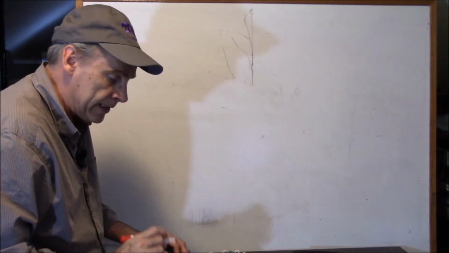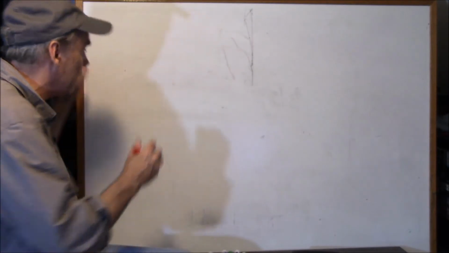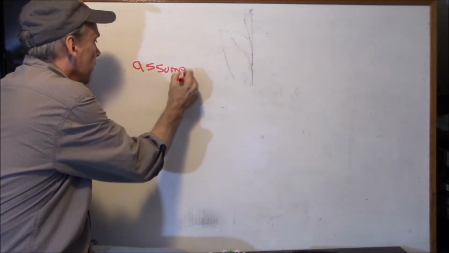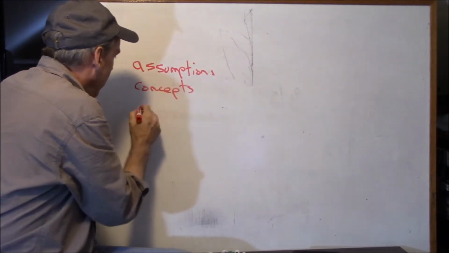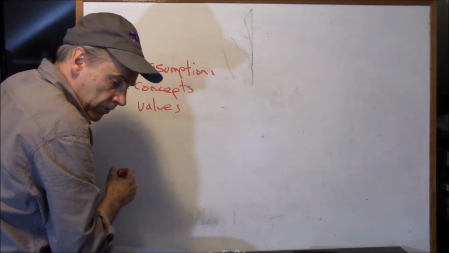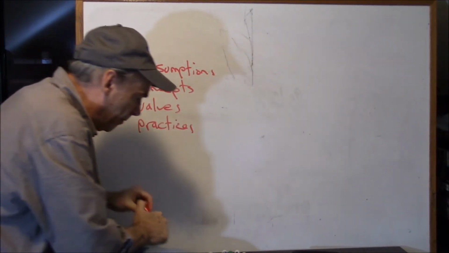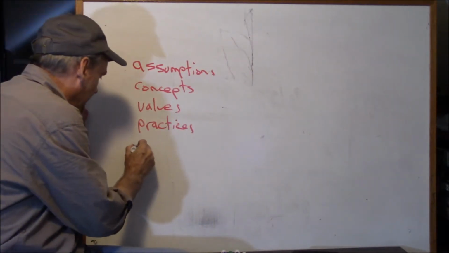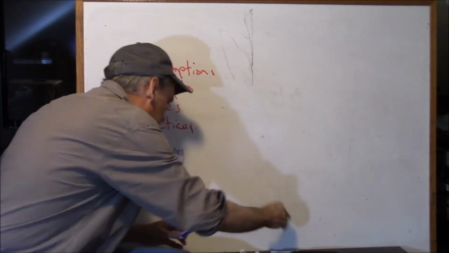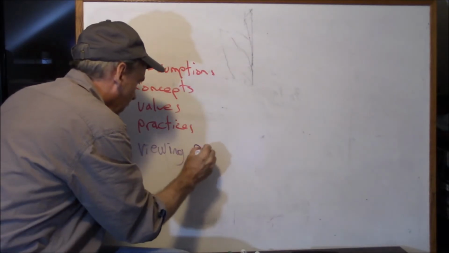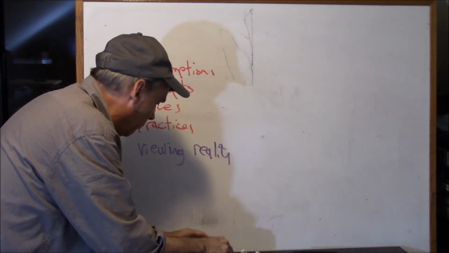What's a paradigm? It is a set of assumptions. I'm going to write a couple of these things down. I'll show you again in a second, but let me just jot down some of these things. A set of assumptions, concepts, values, and practices that constitute a way of viewing reality for the community that shares them.